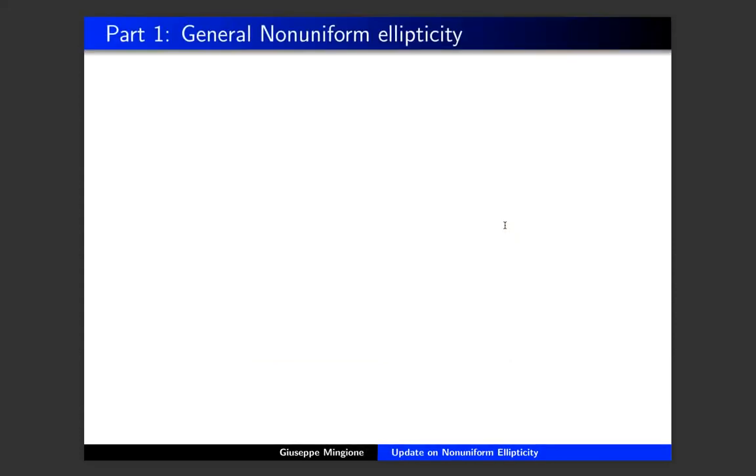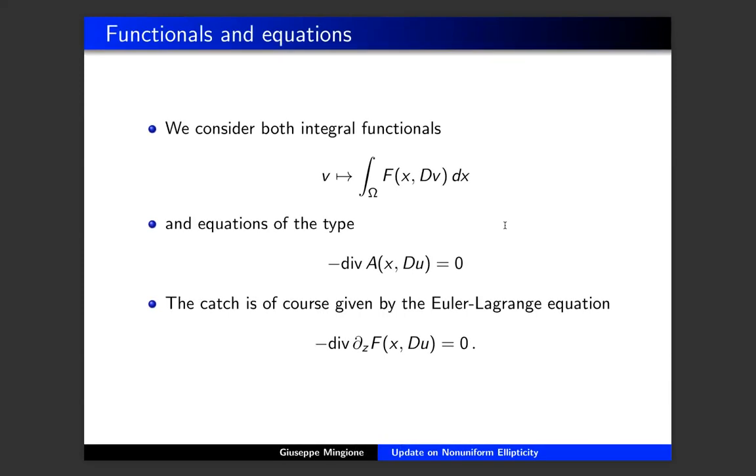Okay, so what about nonuniform ellipticity? Let me give a few definitions before, just to recall the setting. What I'm going to talk about is both integral functionals of the calculus of variations of the type you see on the screen and related quasi-linear elliptic equations of this type in divergence form. And of course, the link between the two is given by considering the Euler-Lagrange equation of the first. I'm going to talk about both minimizers and solutions, with special emphasis on minimizers, so on the variational case.